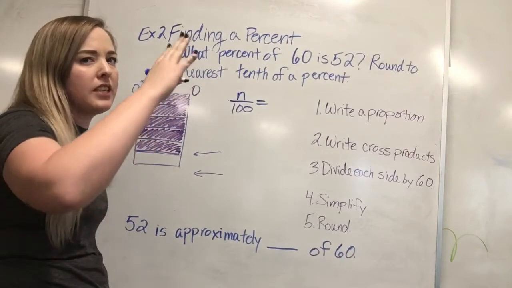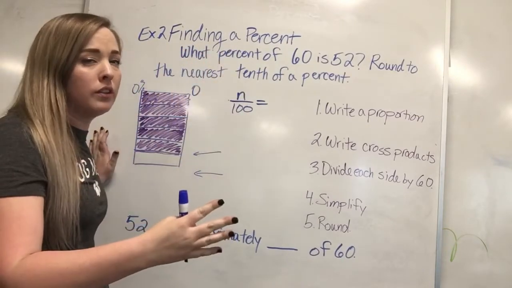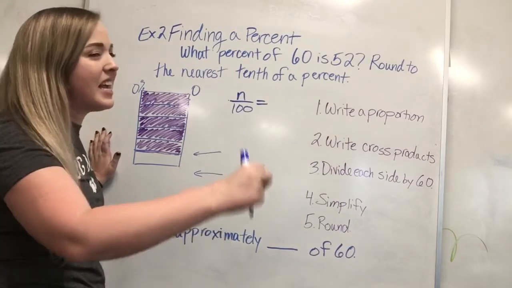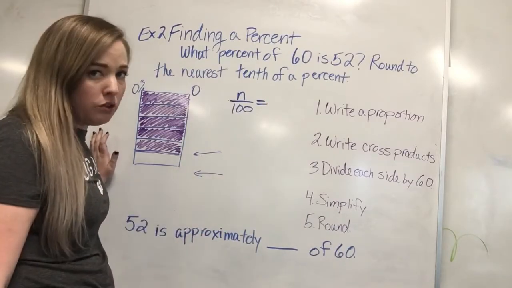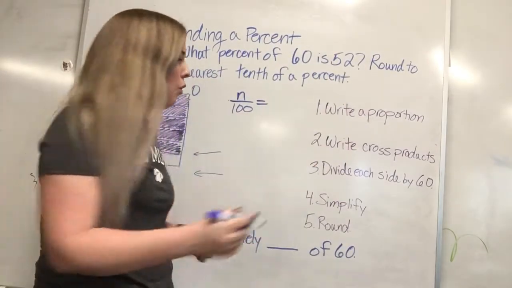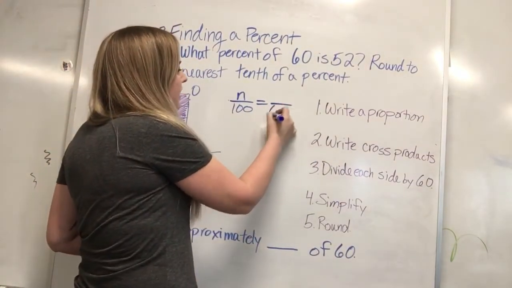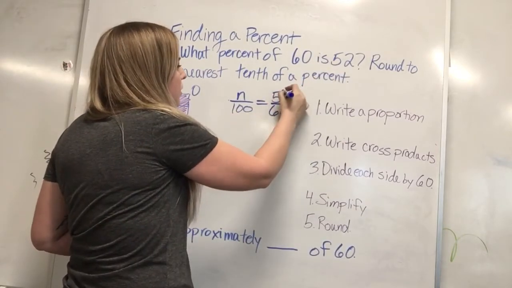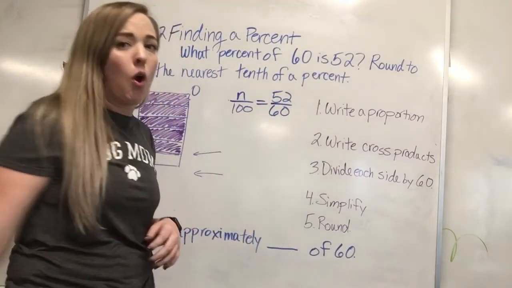And so then, what percent of 60 is 52? So which number is the part, which number is the whole? So think about it. What percent of 60 is 52? In this case, 60 is our whole, the whole thing, because they're asking what percentage 52 is of 60. So 52 is our part, 60 is our whole.